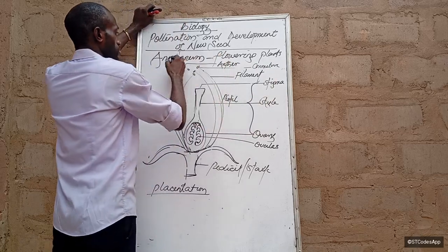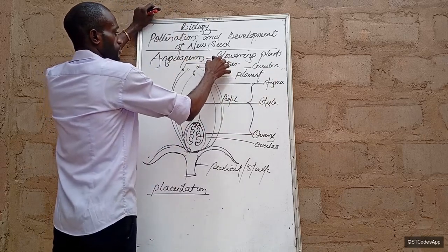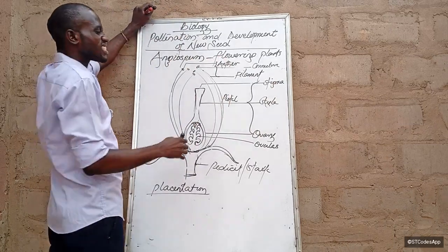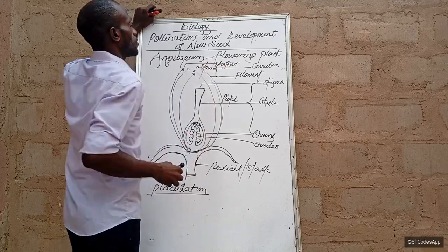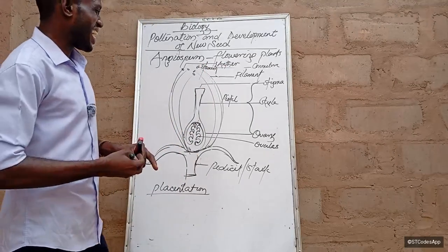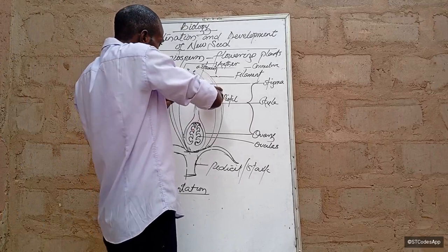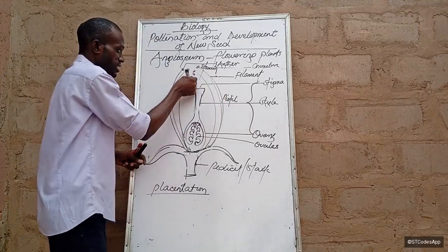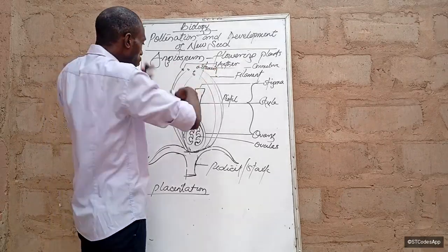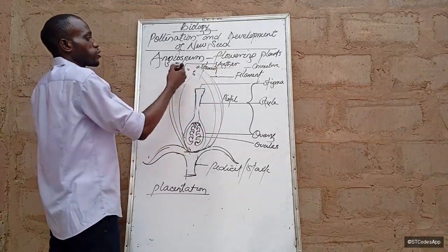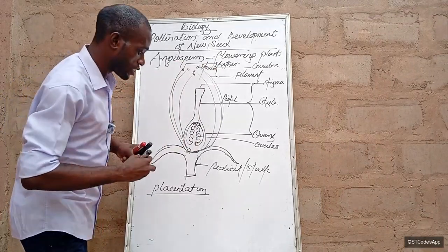These three together make up the male reproductive structure, which is called the stamen. And this group, all together, make up the male reproductive structure, which is called the androecium.